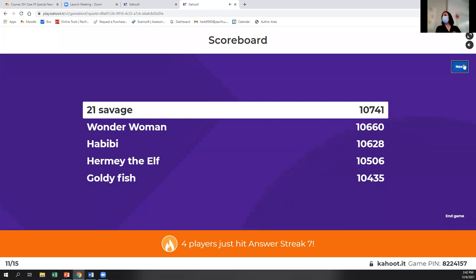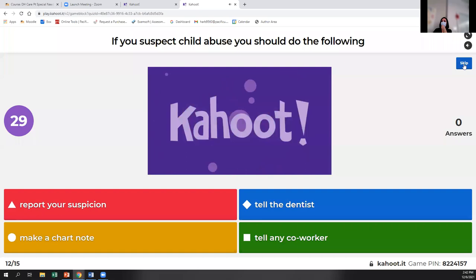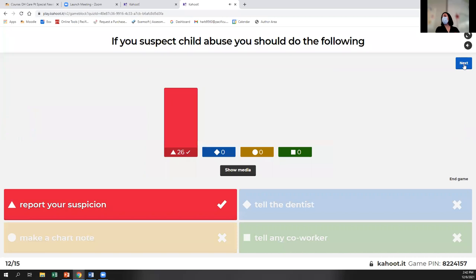If you suspect child abuse, you should do the following. Report your suspicion, make a chart note, tell the dentist, tell any coworker. Report your suspicion. Very good. We're mandatory reporters. And remember, it's just a suspicion. So you're not accusing anybody. You're just potentially helping somebody.